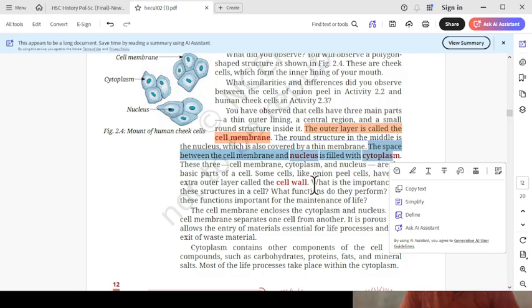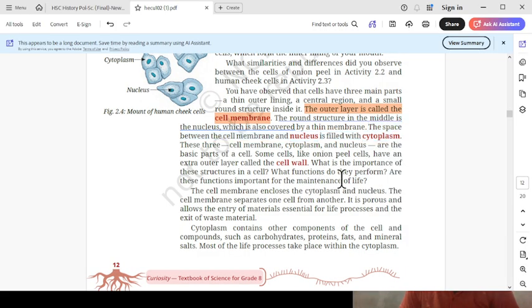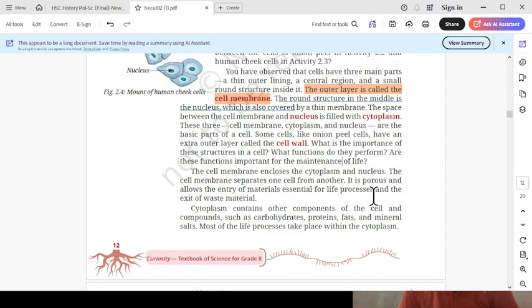Some cells like onion peels have an extra outer layer that is called cell wall. Some organisms have an extra outer layer that is called cell wall. What is the importance of these structures in cells, and what function do they perform? Are these functions important for the maintenance of life? Yes, we can say that these three parts are important for the maintenance of life.